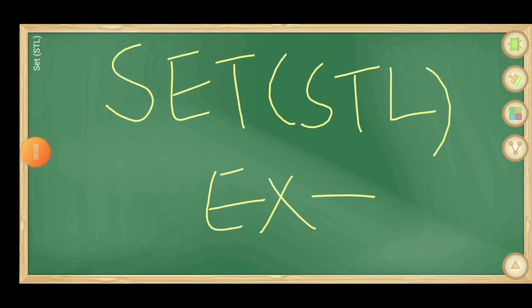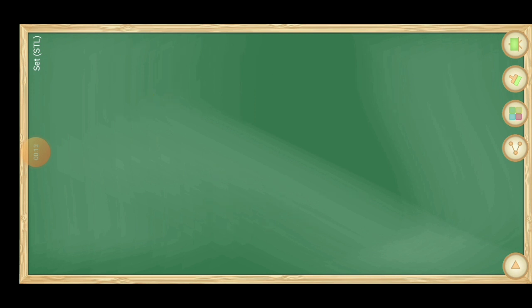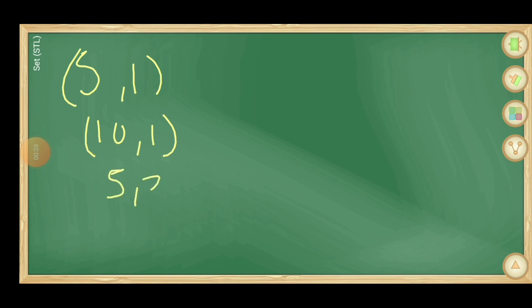Hi everyone, in this video I am going to show one more example on set. This time instead of making a set of integers, we make a set of pairs. So let's say you have to store pairs like 5 maps 1, 10 maps 1, 5 maps 3, 10 maps 5.